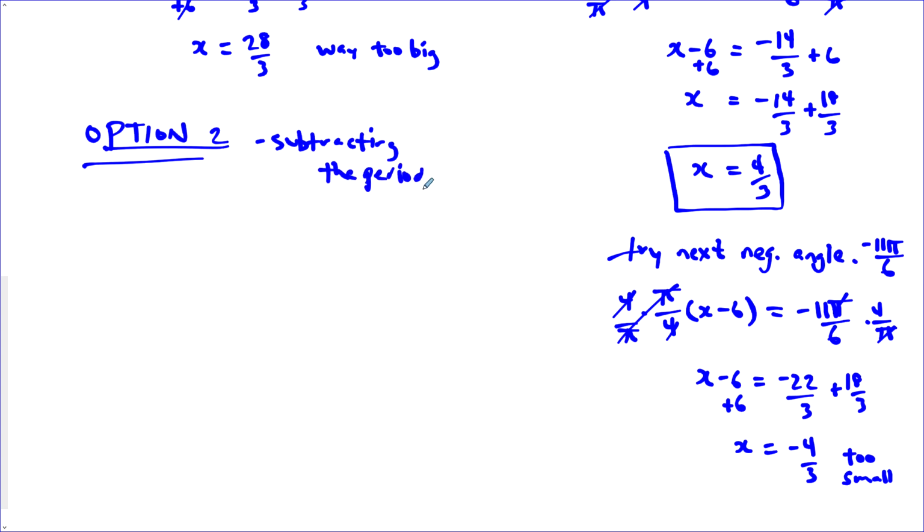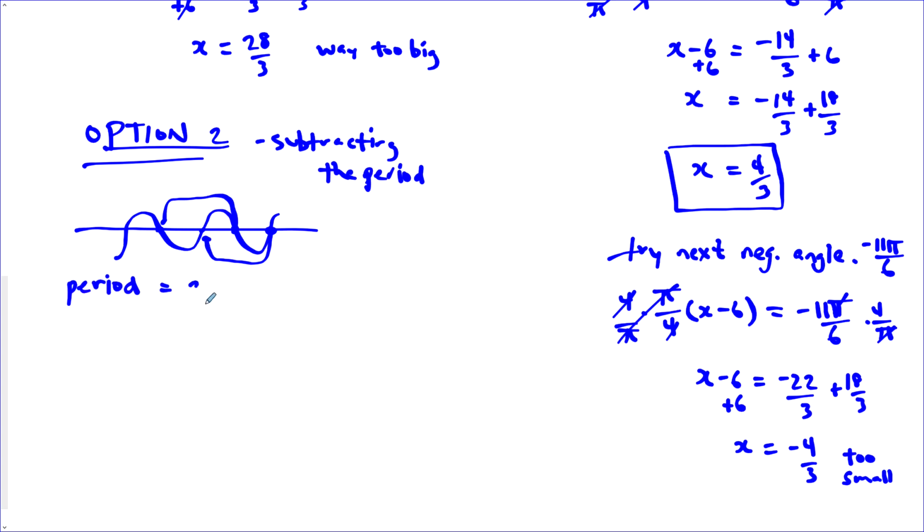If we have some solutions that are just too large, so I'll just draw a hypothetical sinusoidal curve here. If we have two solutions that are too large, if we just subtract the period, we'll go find the solution before. So this one, and then we subtract the period, and we'll find that one. So let's try that. First, we need to find the period. The period is 2 pi divided by b. In this case, it's 2 pi divided by pi over 4, and that equals 8. So our period is 8.